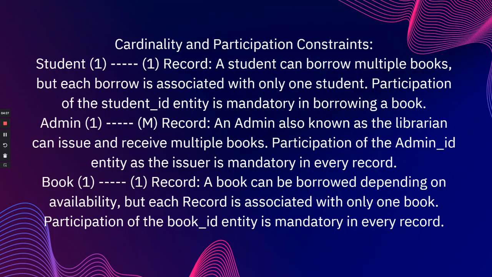Last one, the relationship of book and record is 1 to 1. A book can be borrowed depending on availability, but each record is associated with only one book. Participation of the book ID entity is mandatory in every record.